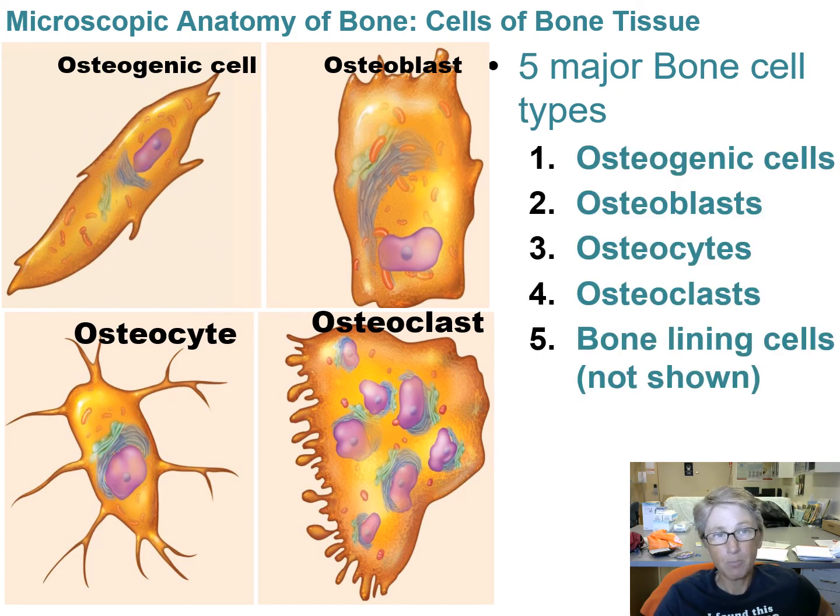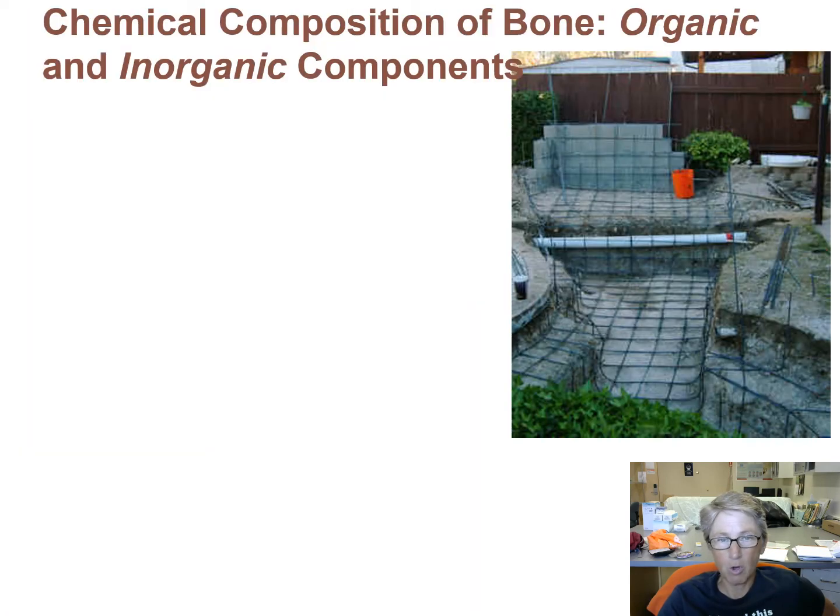Okay, just a review. We talked about these 5 major bone cell types. Osteogenic cells, those are stem cells that can create more bone cells. Osteoblasts make the organic matrix of bone. Osteocytes are mature bone cells. Osteoclasts break down bone and help remodel bone, also help maintain calcium homeostasis. When you break down bone, you put calcium back into the blood. And then the bone lining cells are not shown.